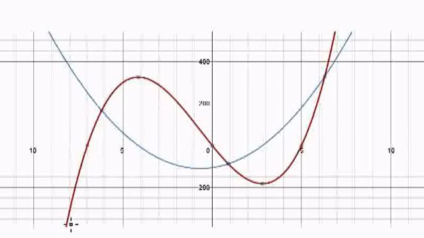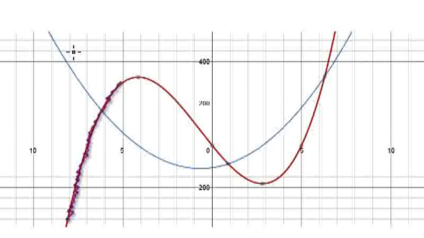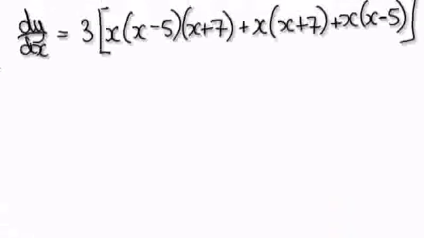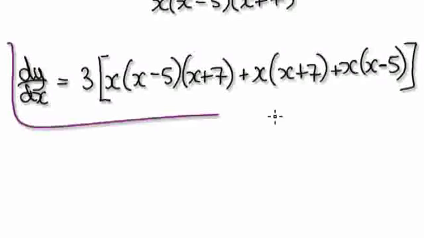And looking at the red line, it's going uphill, so the gradient should be positive. So looking at the blue line, it's in the positive, and so on. Okay, so this graph here gives us an indication that our solution here is correct.